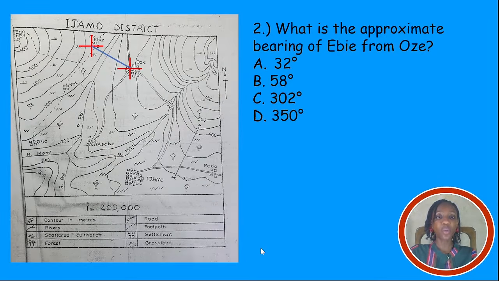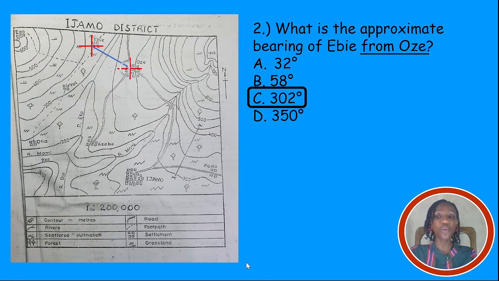So now that we have the places in question, we need to place our protractor. But we need to be sure, and we need to place the protractor on the correct settlement. Is it going to be ABA or OZ? Because this is a key part of the question. Placing the protractor on the wrong settlement will automatically give you a wrong answer. So now, as I always say, take note of the word from OZ. So that means that we're going to place our protractor on OZ settlements. And now we'll take our bearing from the north all the way to the line that we've drawn. And that's going to give us option C, 302 degrees.